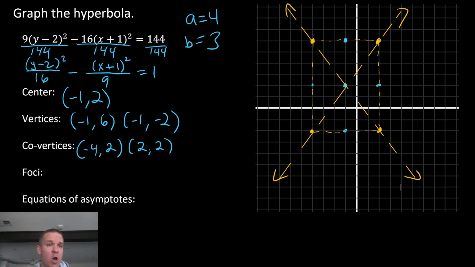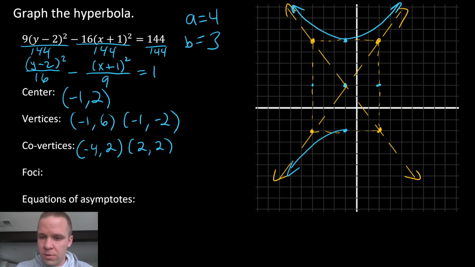So we said this was going to be opening up and down. And how do we know that again? It starts with y. So it tells us it's going to open up and down. So we can use these asymptotes to shape it a bit. Beautiful. Awesome sauce. Love it. All right, now I need my foci.